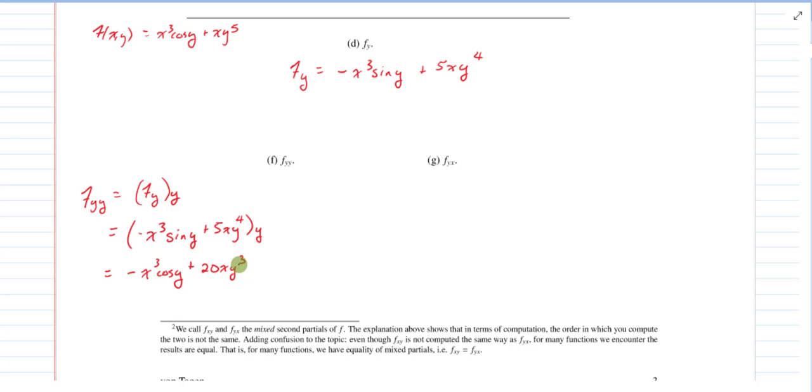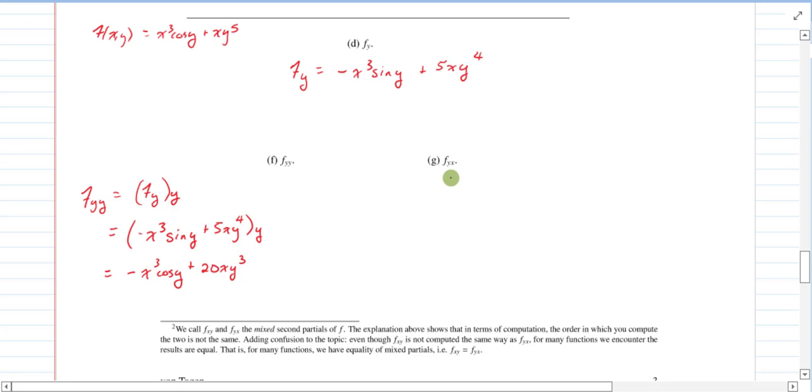So let's go ahead and take the last one, and I'm not going to do all the work. I'm going to get it set up for you, and then I'll let you finish. So let's get this started. I'm asking you to compute f sub y x, and remember that that's shorthand for computing f sub y and then taking the partial derivative of that with respect to x. So I'm going to take the answer from before, minus x cubed sine of y plus 5x y to the fourth, and I want you to differentiate that result with respect to x. Okay? So you finish this part.